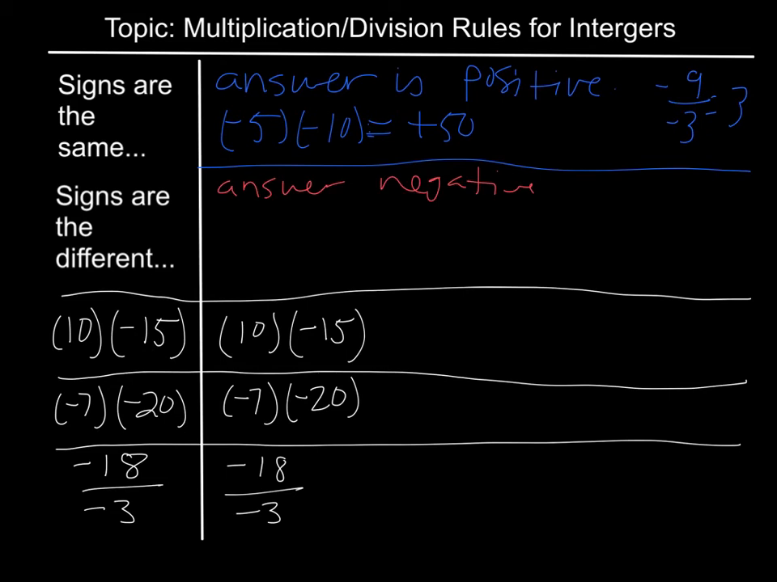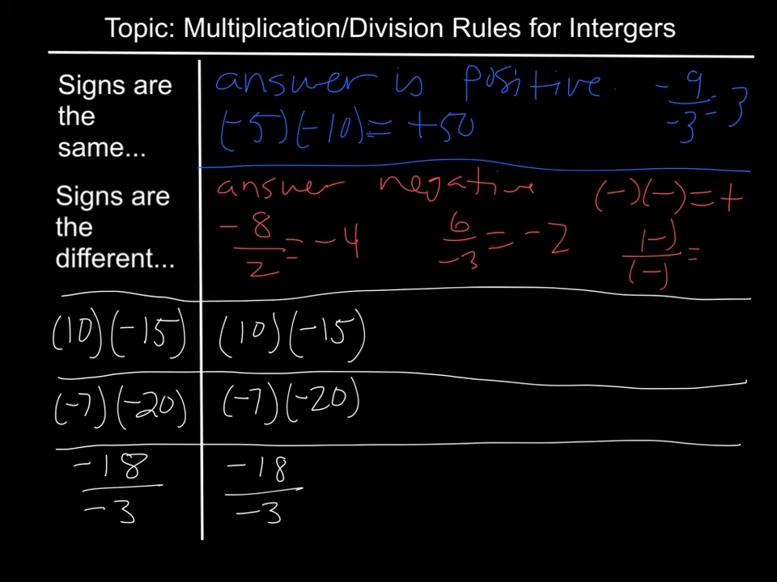So an example of that would be negative 8 divided by 2. These signs are different. The top number is a negative, the bottom number is a positive, therefore it's going to be negative 4. If I had 6 divided by negative 3, signs are different, so that's going to be a negative 2. So what I'll do here is I'll do this. So a negative, when the signs are the same, that equals a positive. Or if it's like this, this also equals a positive.